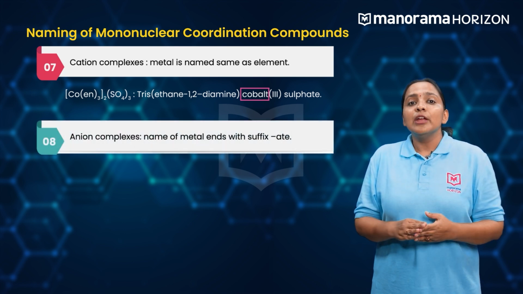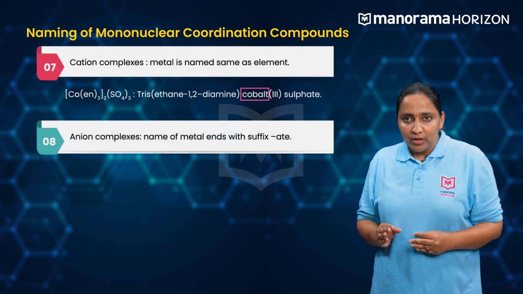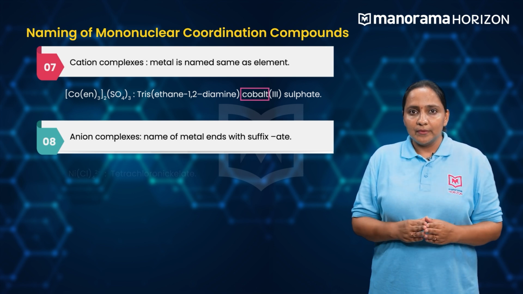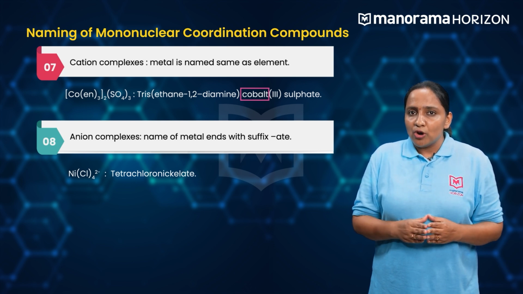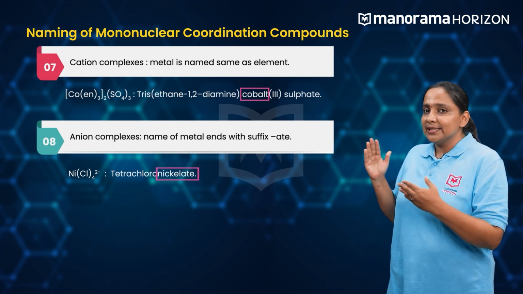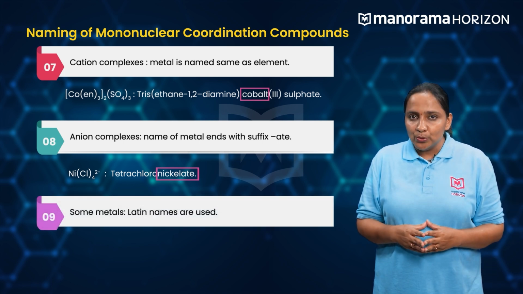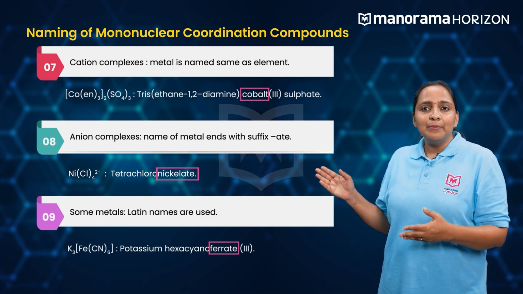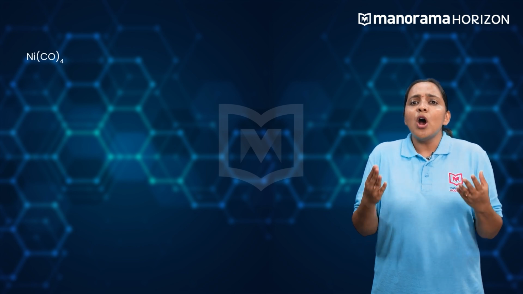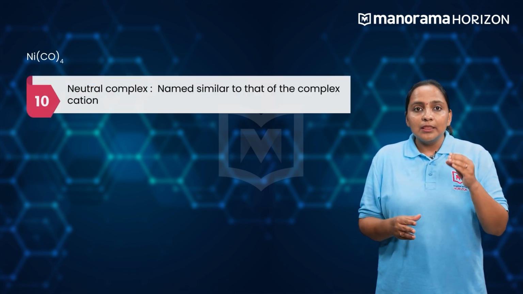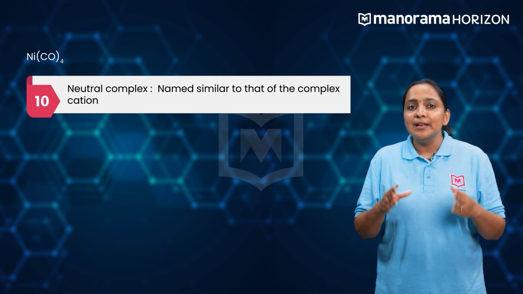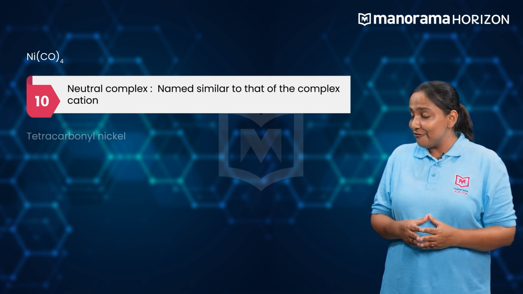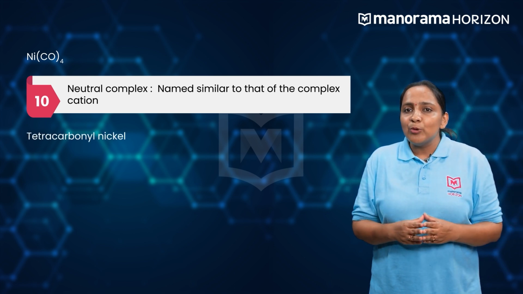On the other hand, if the complex ion is an anion, the name of the metal ends with the suffix -ate. For example, in this anionic complex, nickel is named nickelate. For some metals, Latin names are used in complex anions. For example, here you can see iron is named ferrate. Now, what about neutral complexes? The neutral complex molecule is named similarly to that of a complex cation. Can you name this compound? Well, this is tetracarbonylnickel(0).